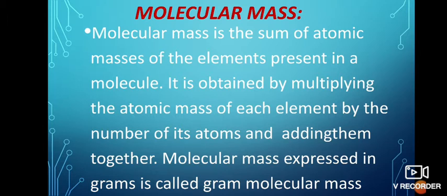For example, if you want to calculate the molecular mass of methane, then what is the atomic mass of carbon? Atomic mass of carbon is equal to 12.011 u and atomic mass of hydrogen is equal to 1.008 u. Then we can calculate by the following method: 1 into 12.011 u plus 4 into 1.008 u. Then we get 16.043 u. This is the molecular mass of methane.